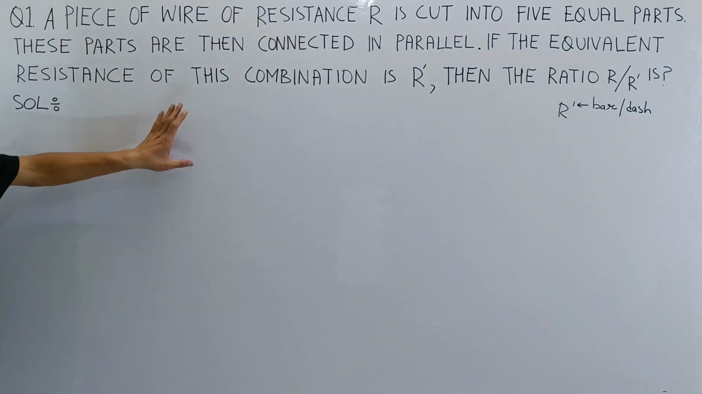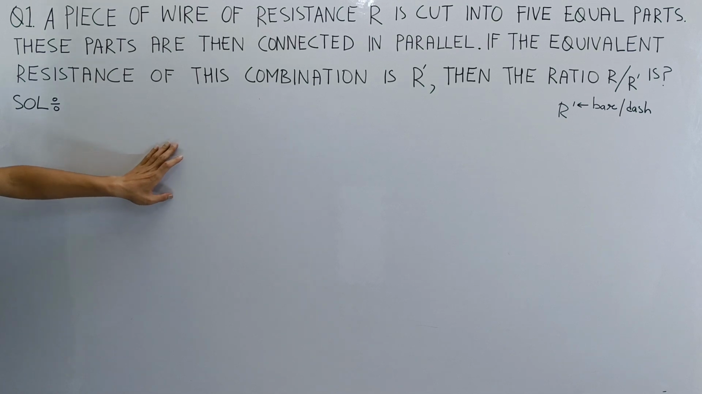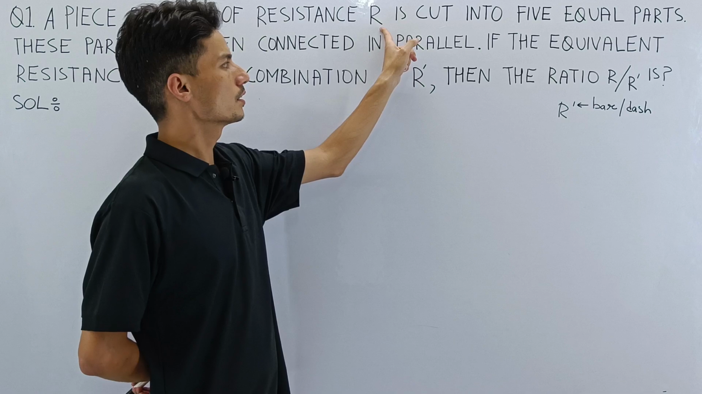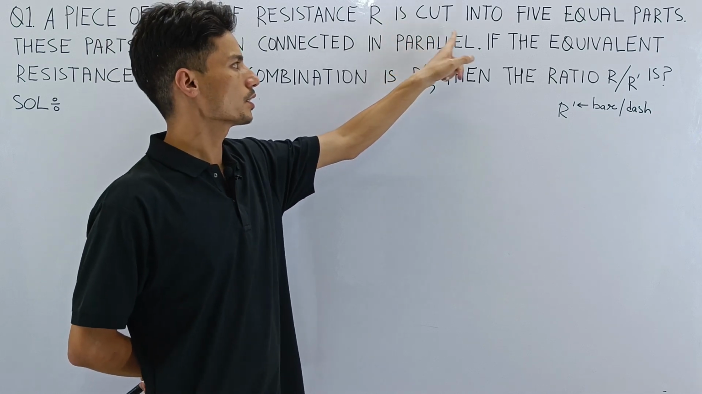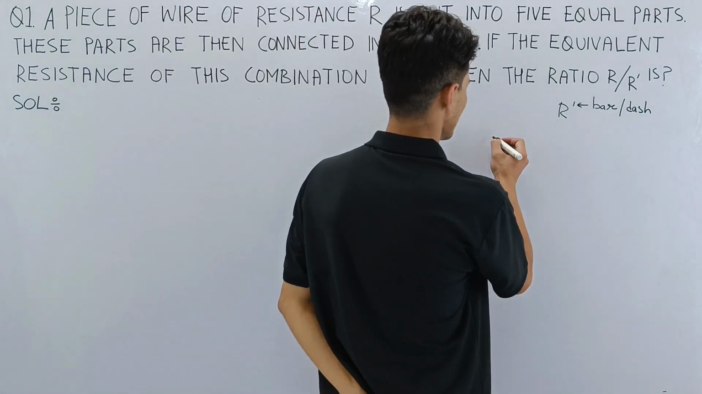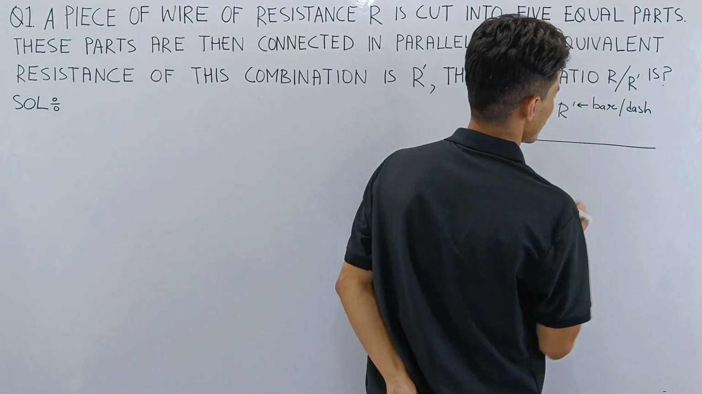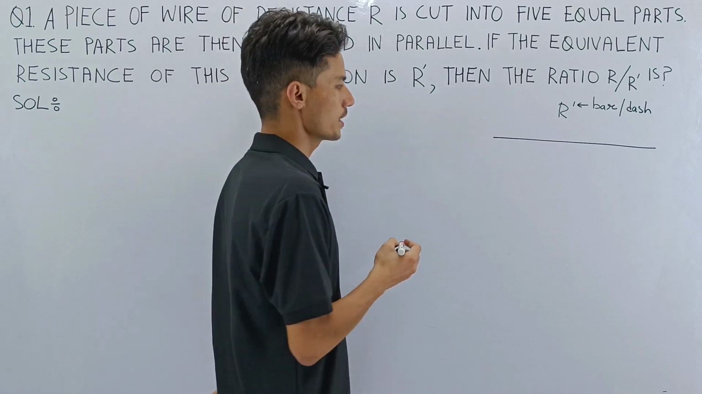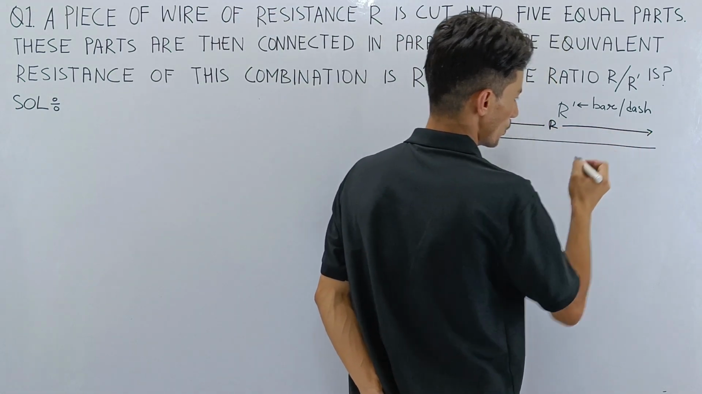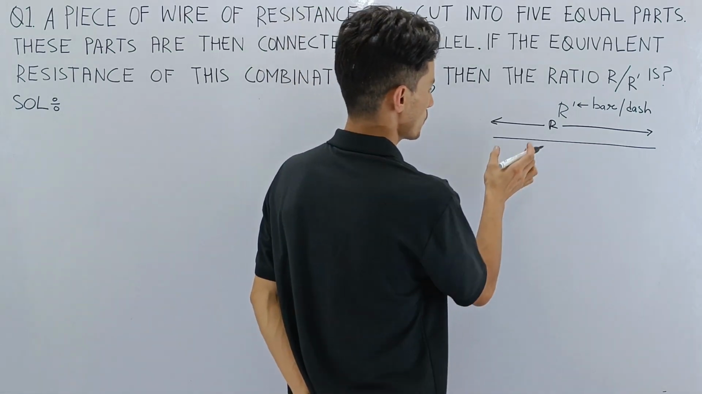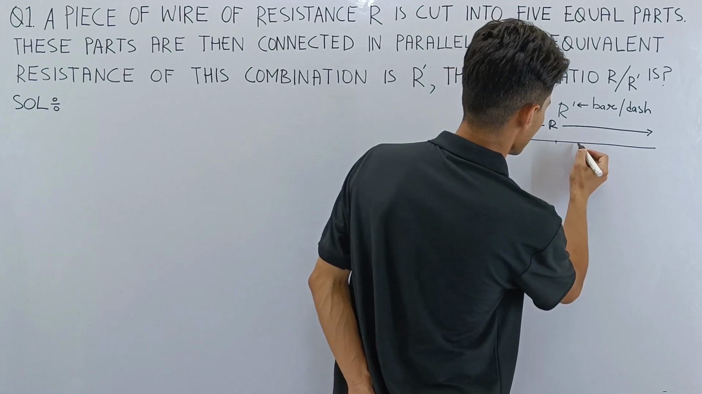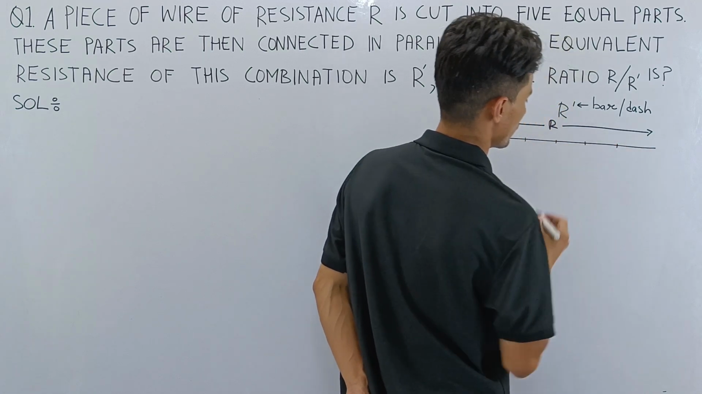So we have read the question. On reading the question, what we know is that there is a piece of wire whose resistance is R, and this piece of wire is cut into 5 equal parts. So let us draw the long wire, and this long wire has got resistance R, and this long wire is cut into 5 equal parts. So let's break this into 5 equal parts: part 1, part 2, part 3, part 4, part 5, like that.